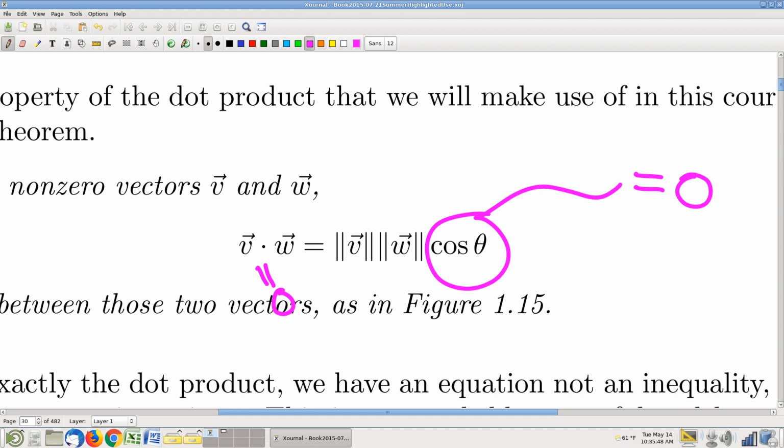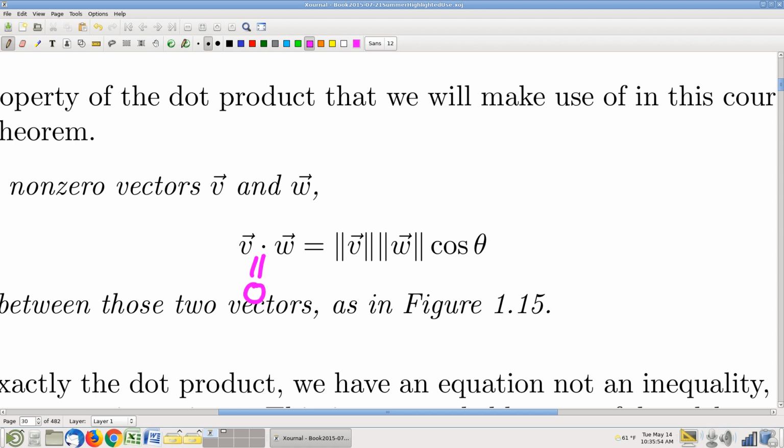Now, let me confess my little crime. If this is 0, technically that doesn't mean that this is 0. It is also possible that that could be 0. Right? And it's also possible that that could be 0. And then let's think geometrically. Well, if one of the vectors has magnitude equal to 0, I mean, how do you draw a vector whose magnitude is 0?